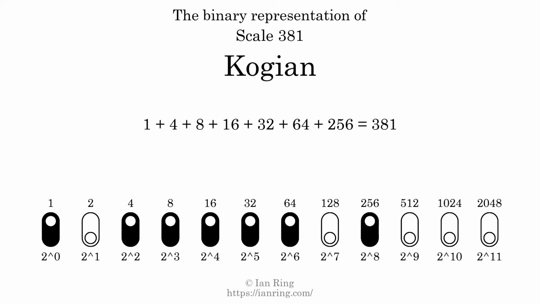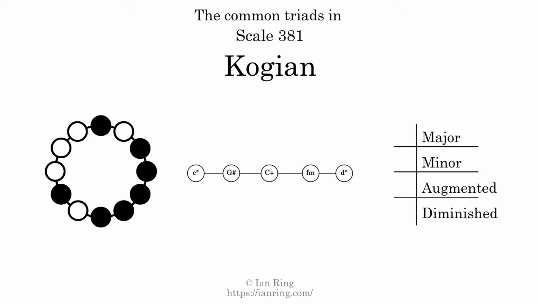The scale number not only enumerates the scale with a unique index, but it also literally describes the tonal content of the scale. Represented as a binary number in base 2, the scale number is 0001011111101. Here are the common triads present in this scale.